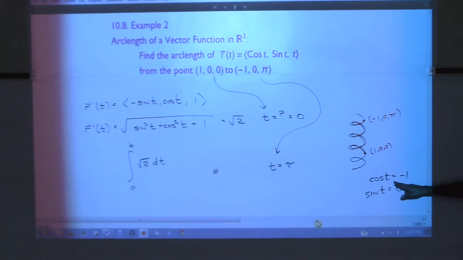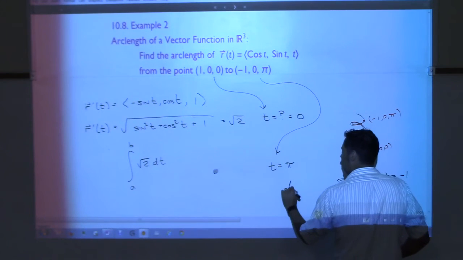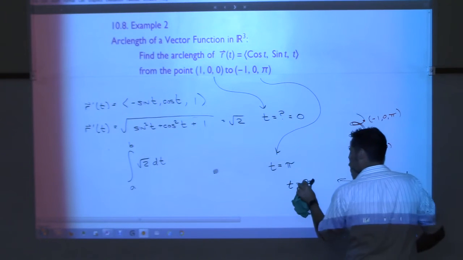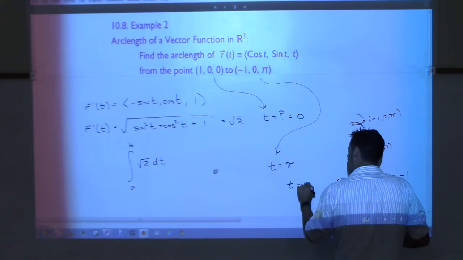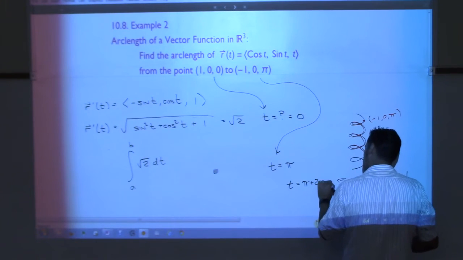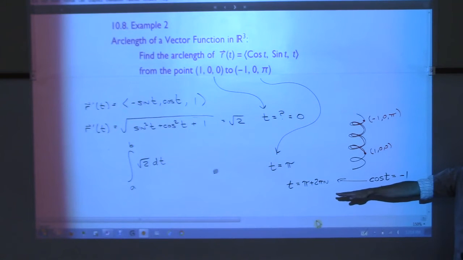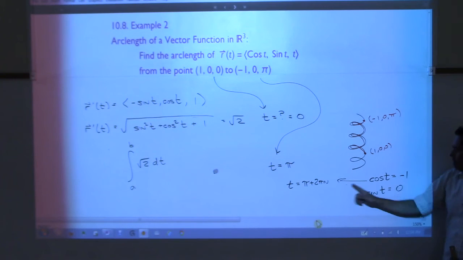Those are the first two. I'm trying to match up cosine t with negative 1, sine t with 0. So I would look at this and say, okay, what are the solutions to this? When is cosine negative 1? t has to be pi plus 2 pi n. You have to either be at pi or all the way back around, 3 pi or 5 pi. There are an infinite number of solutions to this problem, aren't there?